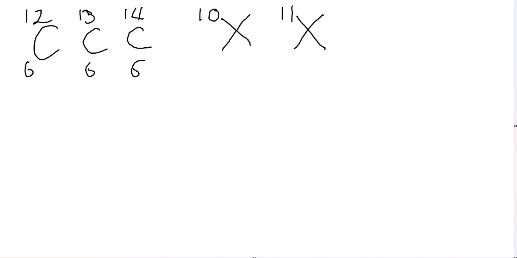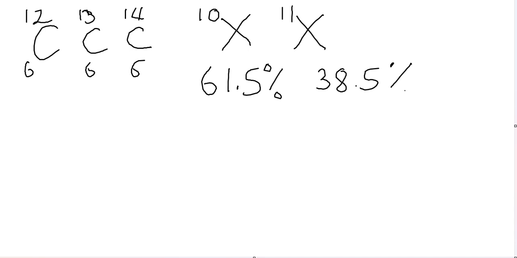Also, we have one more piece of information. Let's say that 61.5% of all the atoms in the world that X is found in are made up of X10 with the mass number 10, and the remaining, remember the percentages must always add up to 100, the remaining 38.5% is the atoms which has the mass number of 11.